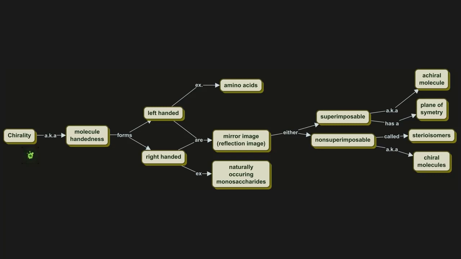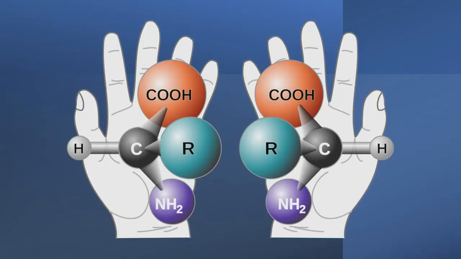So what is chirality? Chirality is also known as molecule handedness. In other words, it has a left hand and a right hand. Or a molecule can be a left-handed or a right-handed molecule. A molecule is chiral if its two mirror images are not superimposable in three-dimensional space, such as the two molecular structures that you see on the screen.